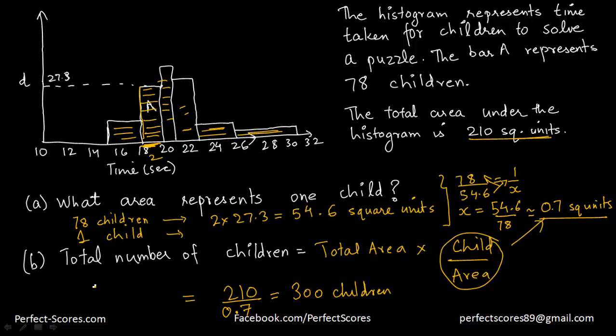So I'm going to repeat again. What is the total number of children in this school? The total area under the histogram is 210 square units, and each child takes 0.7 square units. So the total number of children is the total area divided by the area per child. You can see that area and area cancel out, and I get the total number of children. So it's 210 divided by 0.7, which is equal to 300 children.